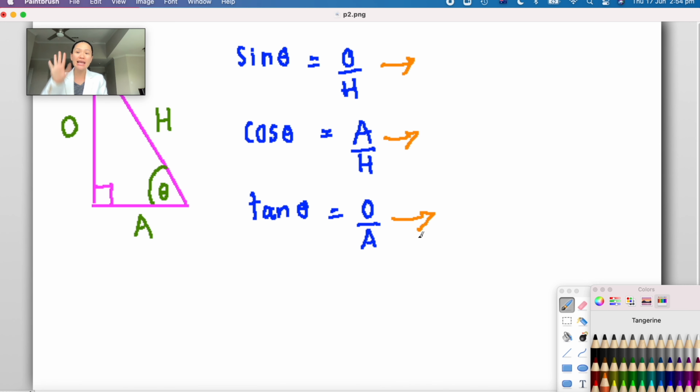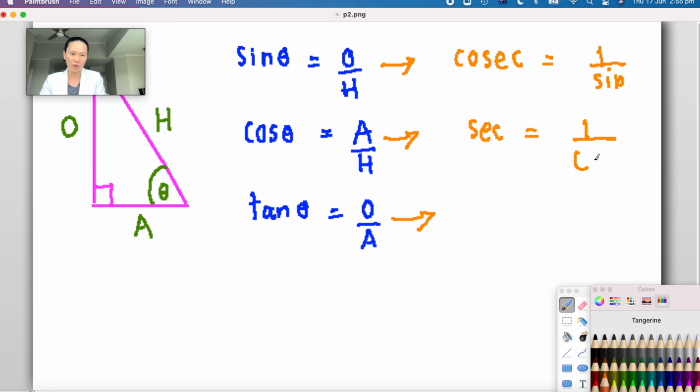If we talk about cosec, it is 1 over sine. Sec equals 1 over cos theta. And opposite to tan, we call it cot, equals 1 over tan. Remember all of these. We're going to apply all of these rules in our question soon.